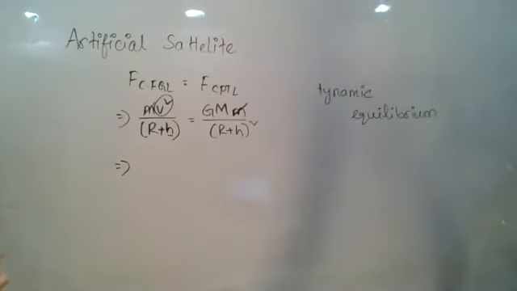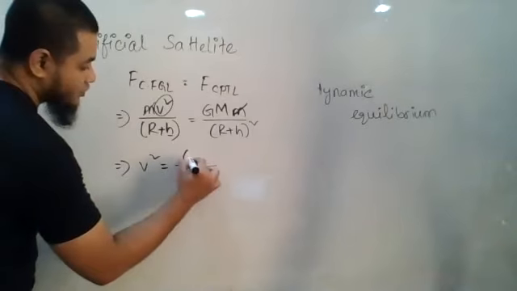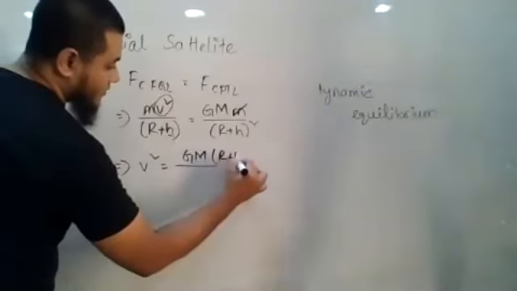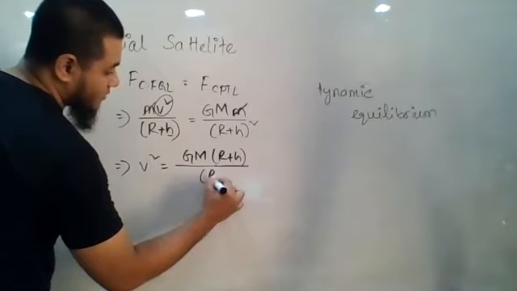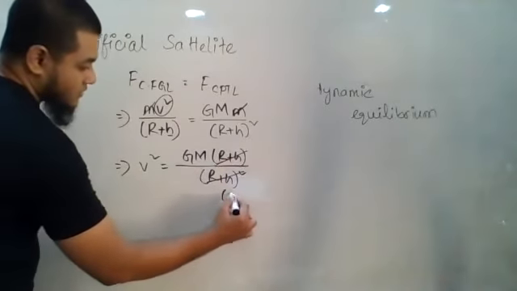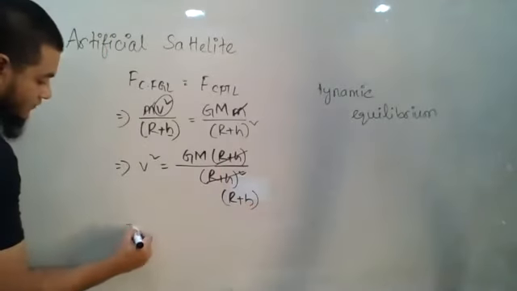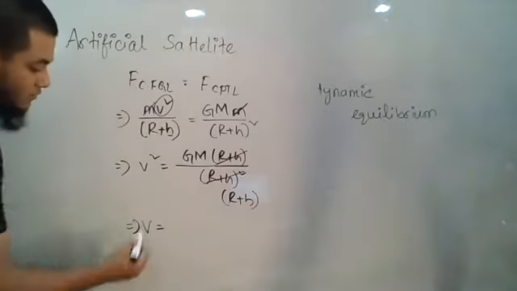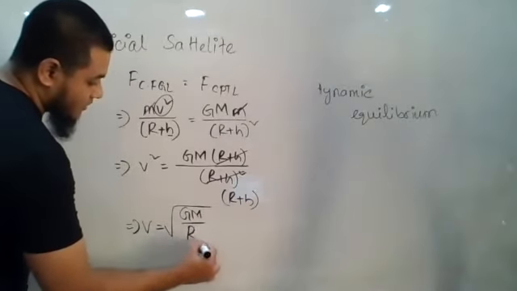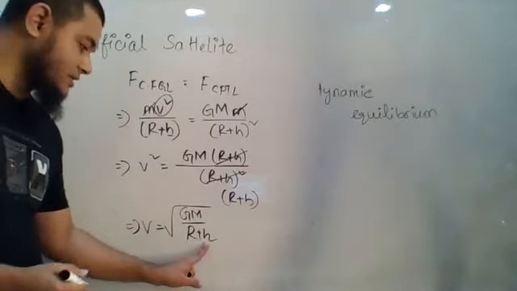Then we are trying to develop an equation for v. So v square, we can write GM into r plus h will be multiplied here, divided by r plus h whole square. So r plus h, if I cancel, the denominator will be r plus h only. So from here, if I want to find the value of v, I can write it as root over GM by r plus h.